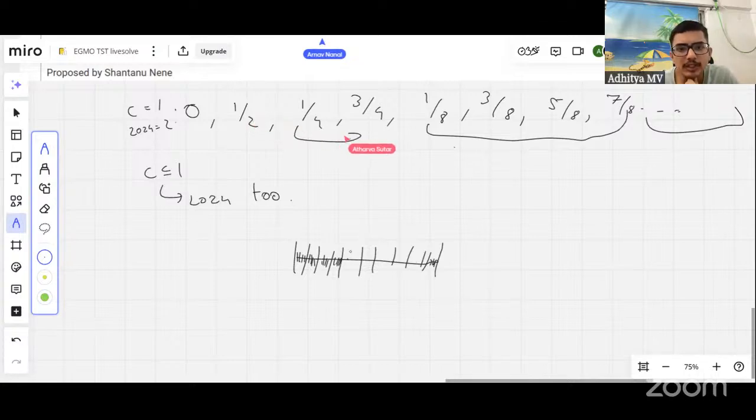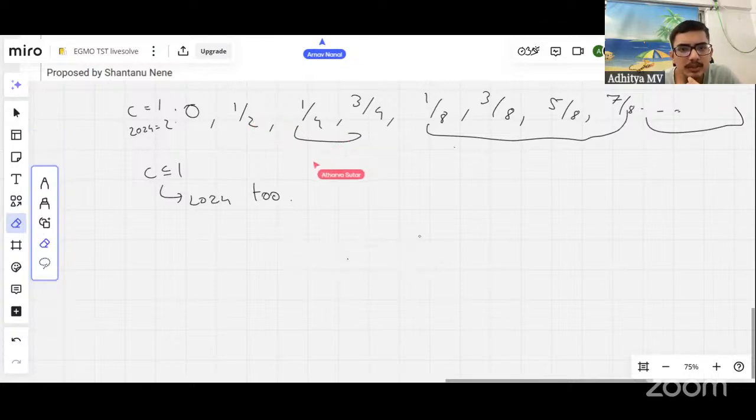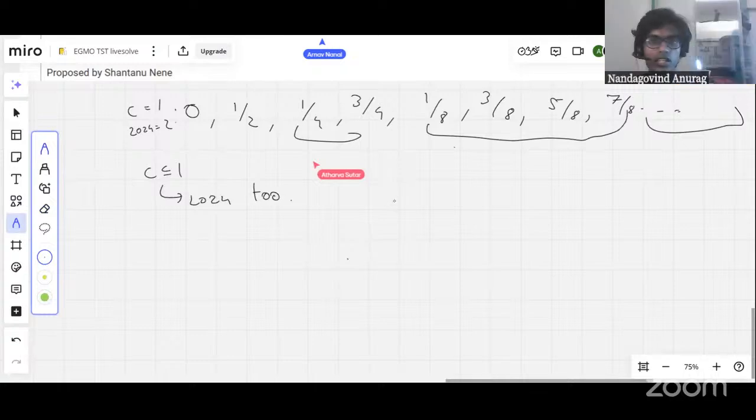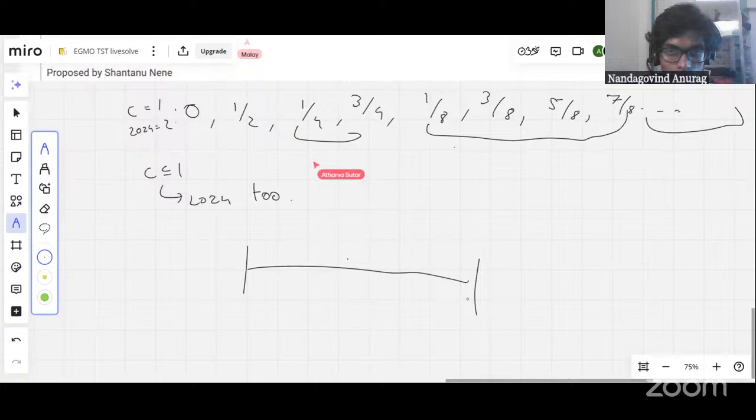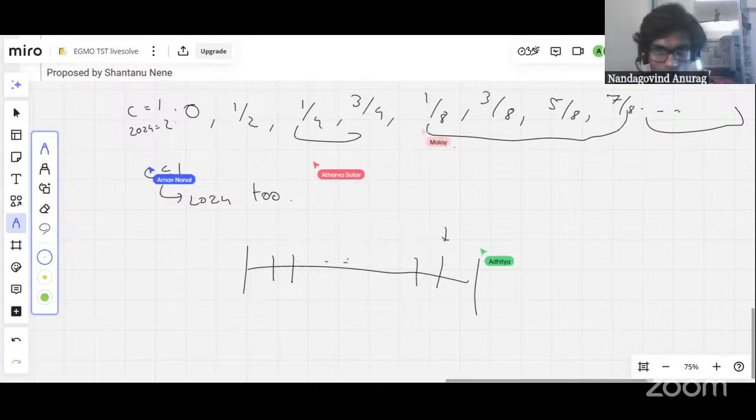Like 1 by 4, 3 by 4 is fine because 1 and 3 are both co-prime to 4. If you take 2024, you're going to have repeats. No, that's fine, you don't need co-prime, you just need that it's not divisible by 2024. The point is that on the number line, the distance between two points should be at least 1 by 2024. So you have 1 by 2024, 2 by 2024, dot dot dot till 2022 by 2024 and 2023 by 2024, and that's your 2024 elements, from 0 till 2023 by 2024.